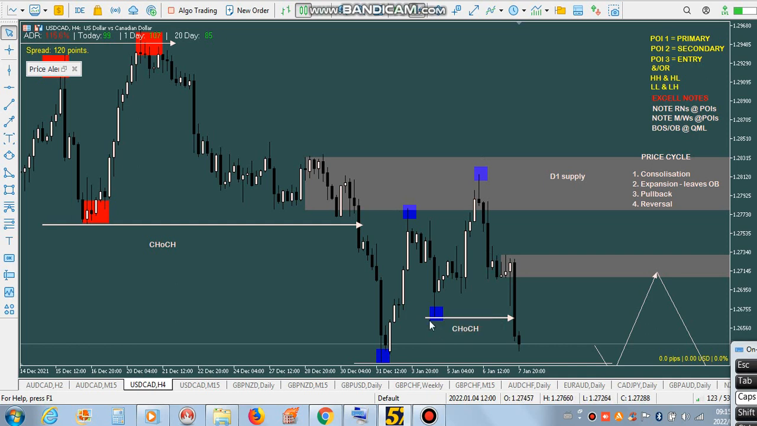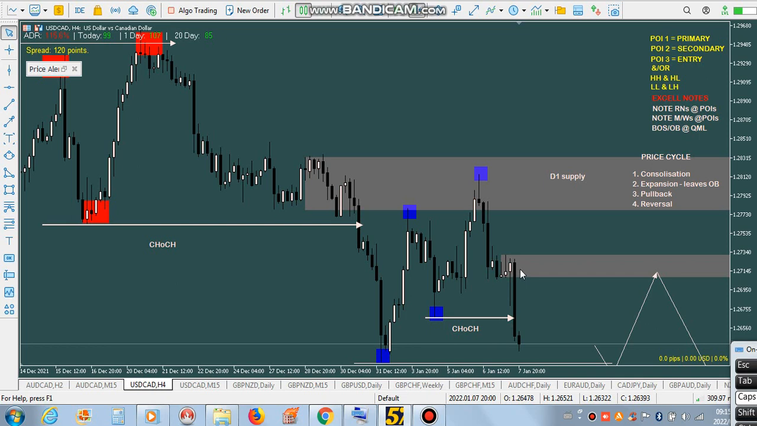The moment we break this swing low here, this is what we call change of character. The moment we break this swing low, it is change of character, meaning to say change of character is break of structure in the opposite direction, confirming that this rejection is to say we are going down, and we are going down with this confirmation here. Now, what do you expect price to do now?